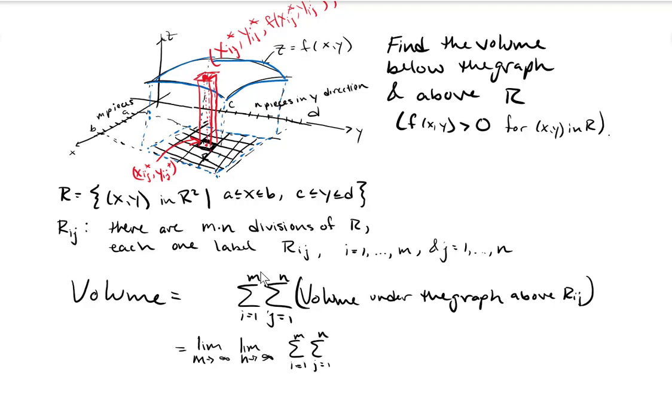And what are we actually adding up? Well, we're going to add up the volume of each tower, which should be the height of the tower, which we know is just the z-coordinate, the f of xij star, yij star. And we need to multiply that by kind of this cross-sectional area, which is just the area of Rij. So let's write that down. Let's multiply that height times the area of Rij.